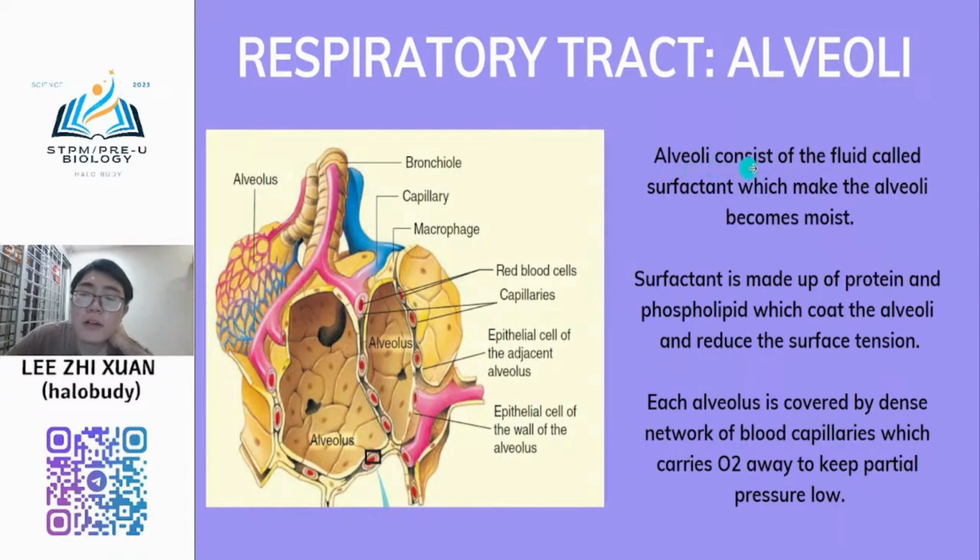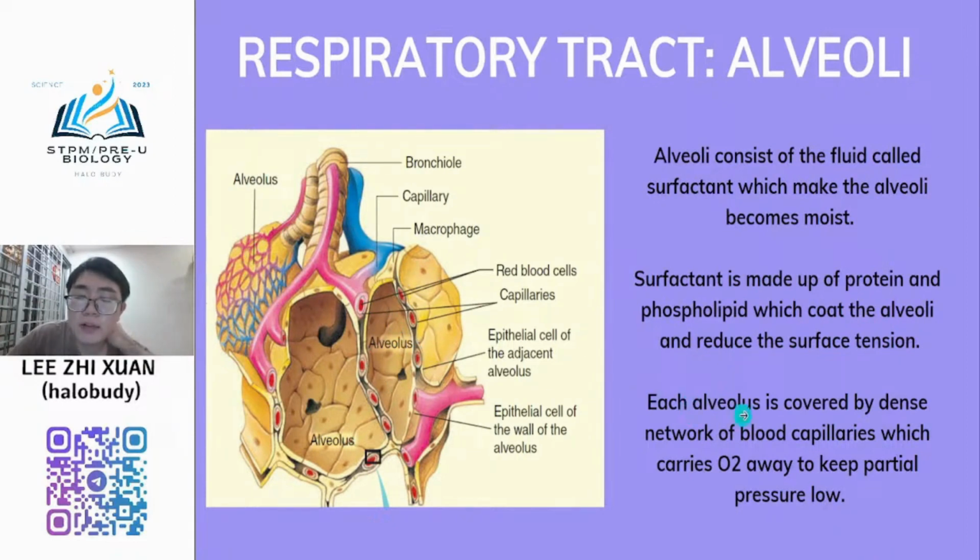Okay, so the alveolus also contains a fluid called surfactant. This surfactant is very important because it keeps the alveolus moist. Our alveolus is not dry, it is a moist structure. Why does it need to be moist? Because it needs to reduce the surface tension of the water. The surfactant is made up of protein and phospholipid, which coat the alveolus and reduce the surface tension in the alveolus.